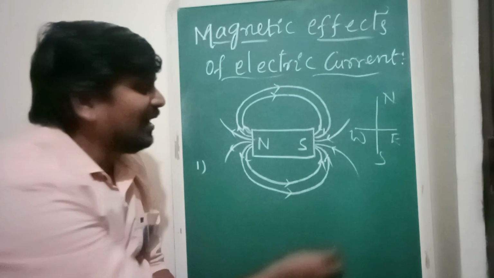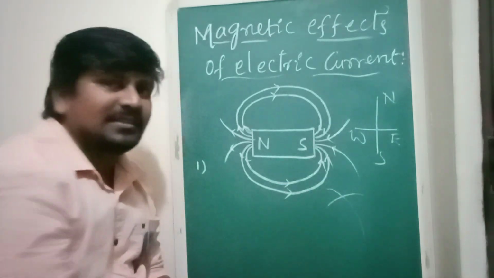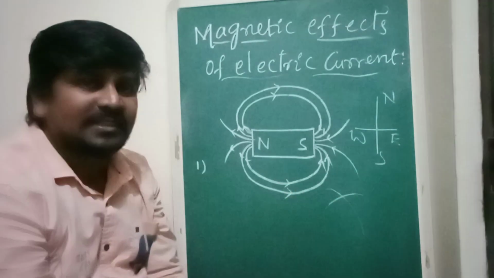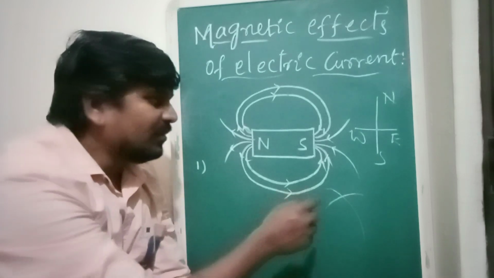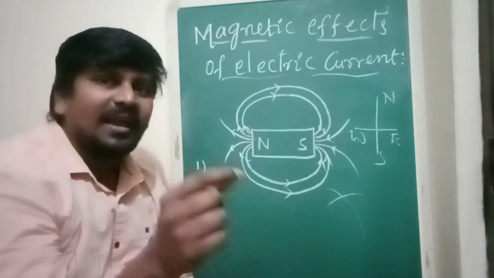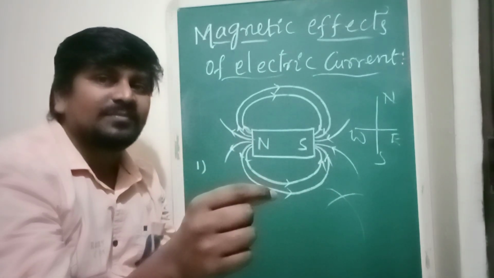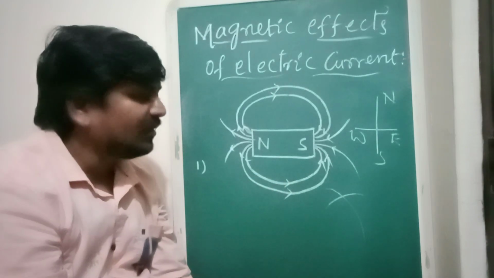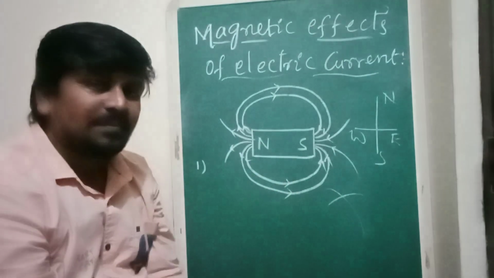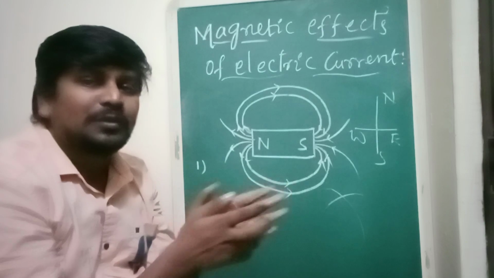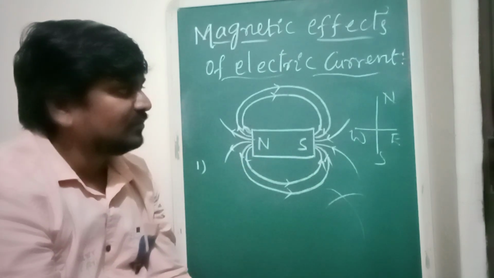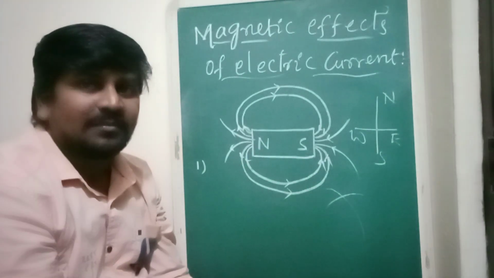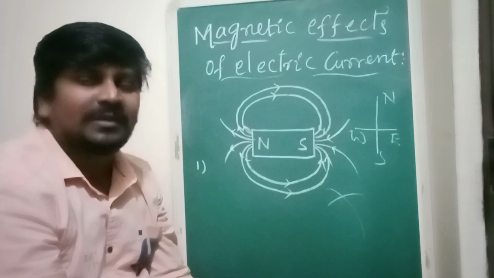So if the field lines intersect each other like this, at the point of intersection there is a magnetic field, and that is nothing but the compass. If you place a compass, the compass should show two directions at a time. Two directions at a time, which is not possible, right?